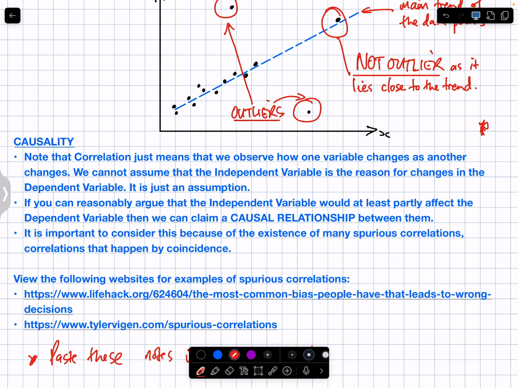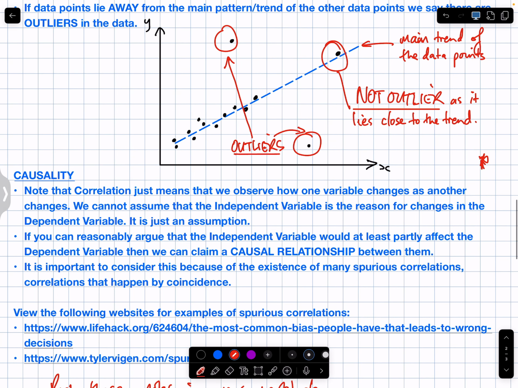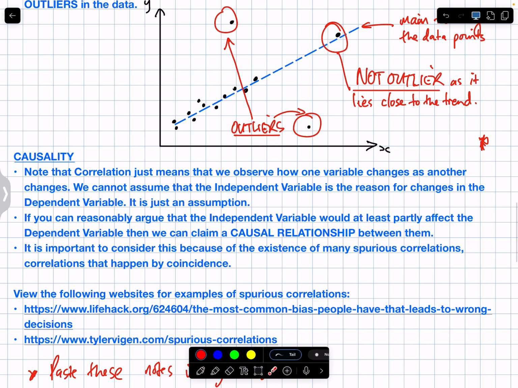Please be aware that what we're talking about in Year 12 General Maths is not causality. We're just talking about correlation. So one number tends to increase or decrease as another number decreases or increases. We're not saying that one causes the other. Most of the time it is, but correlation just means that we observe one variable changes as another changes.